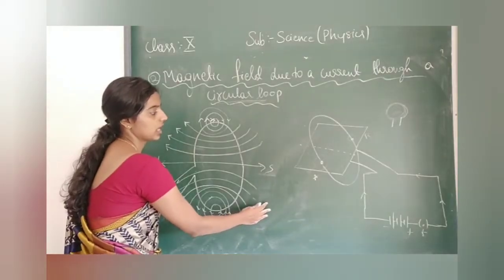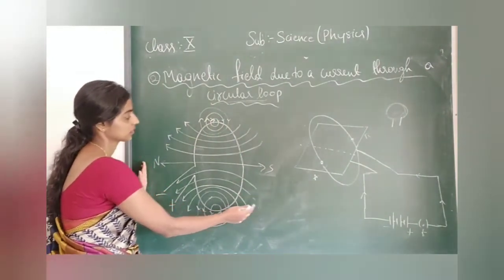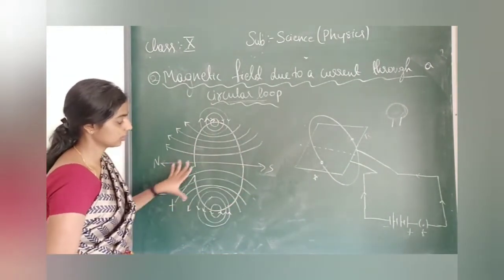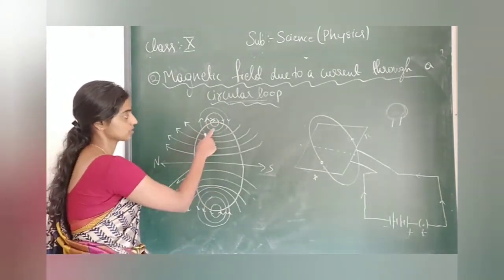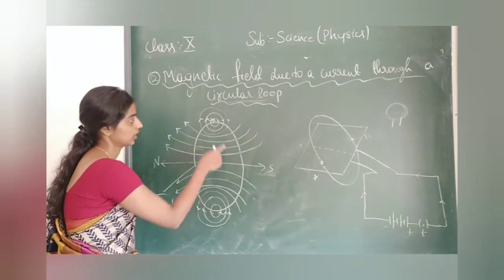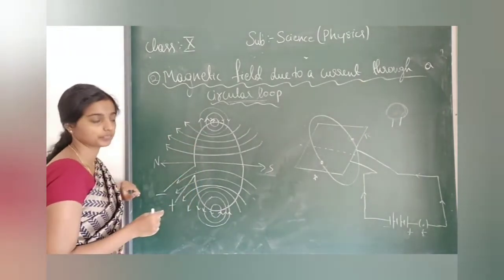Here I just enlarged this particular part to understand it in a better way. So this is how magnetic field is produced around the circular loop, and we have two ends, and we know what are the inward direction and what are the outward direction. Okay, understand this?